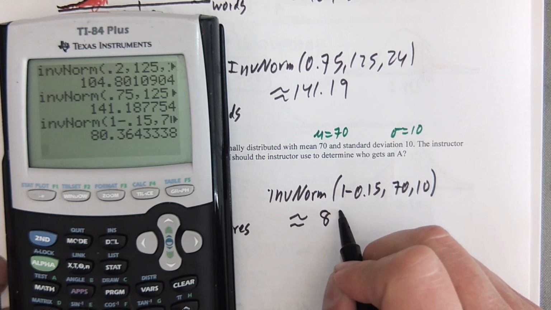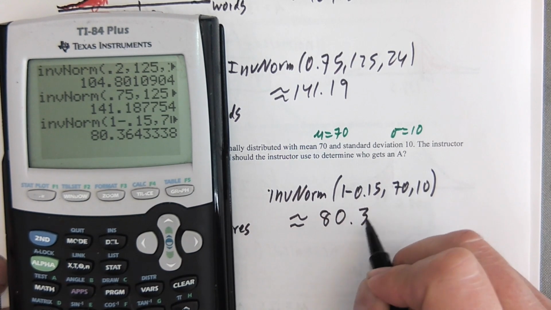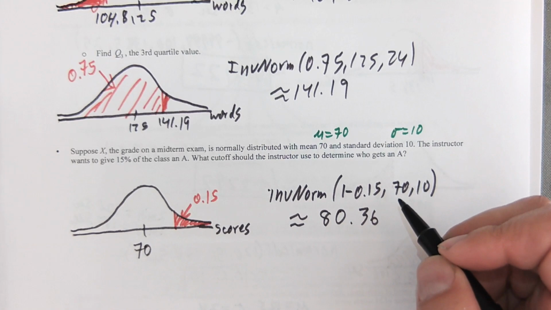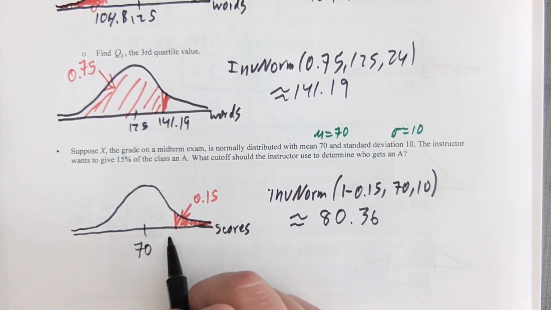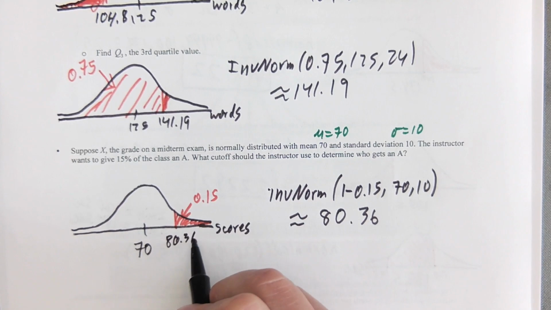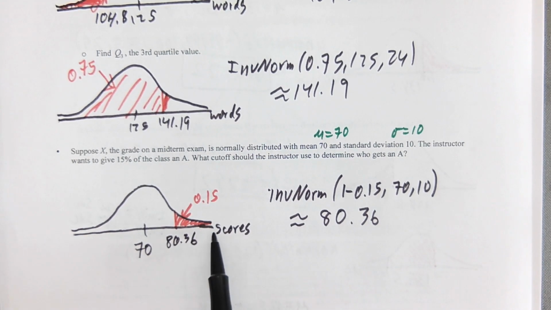So that gives us 80.36, we'll say. So anyone for this particular class that scored 80.36 or higher automatically is going to get an A, according to this teacher.